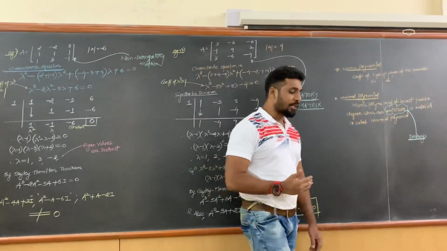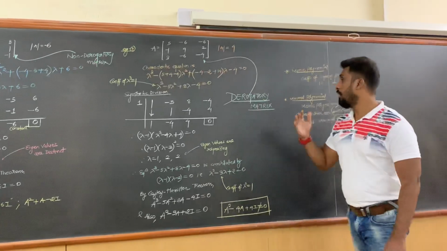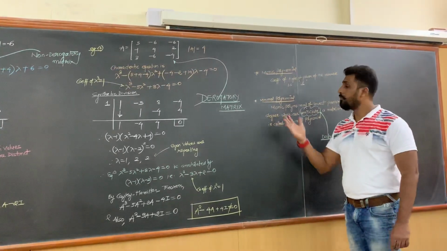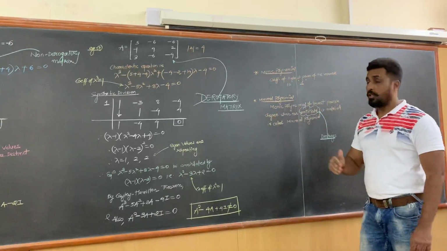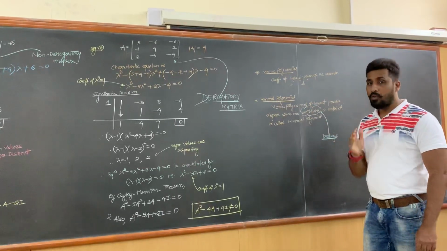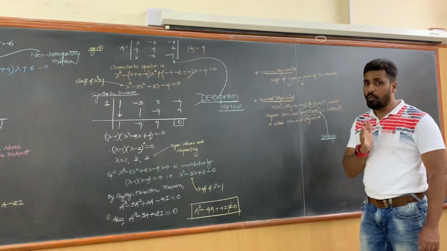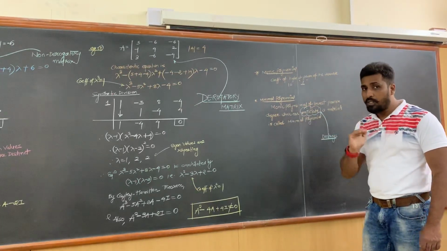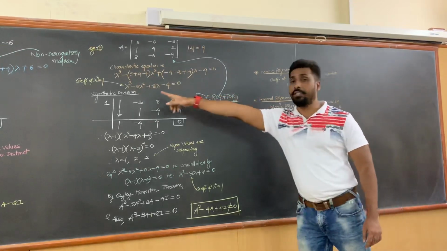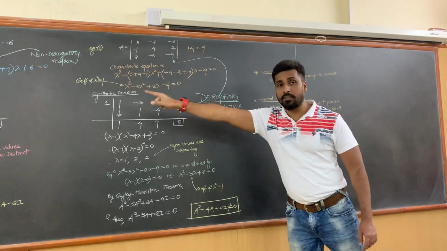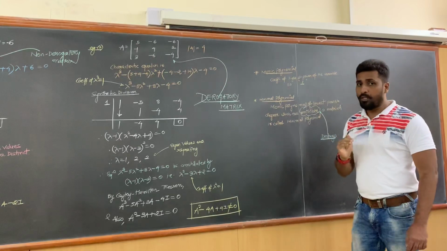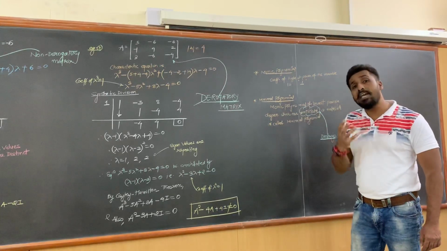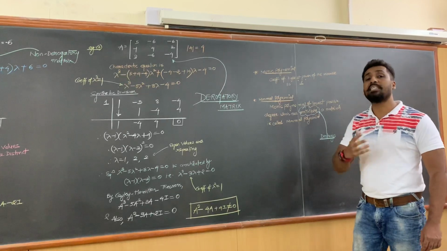Now let's come to the next concept called a minimal polynomial. So a minimal polynomial is basically a monic polynomial. You know what a monic polynomial is? The coefficient of the highest powered variable should be equal to 1. A monic polynomial of lowest possible degree. Here the degree is 3, or there also the degree is 3. So a monic polynomial of lowest possible degree which can annihilate any given matrix A.